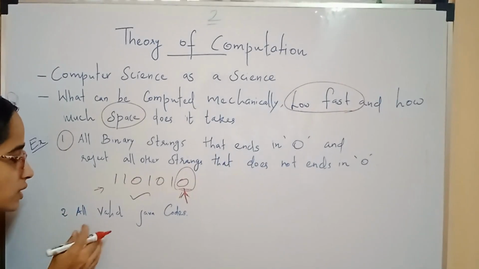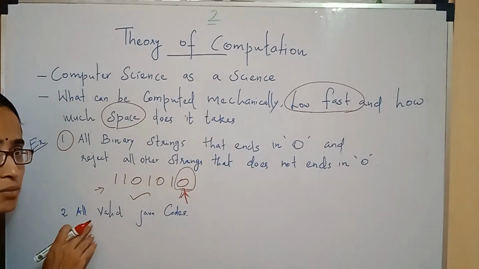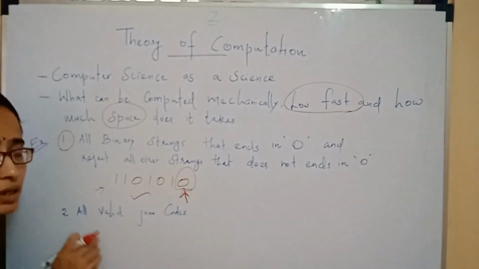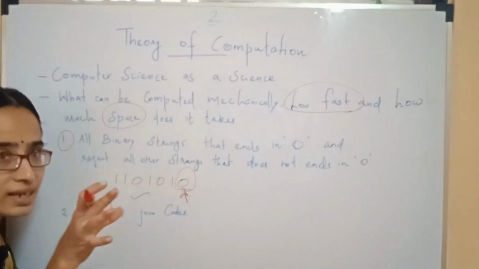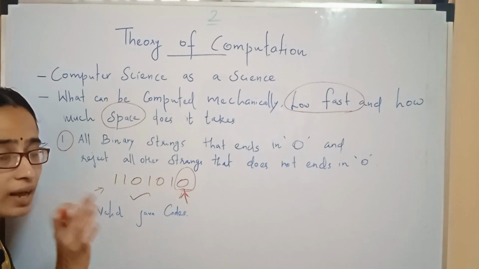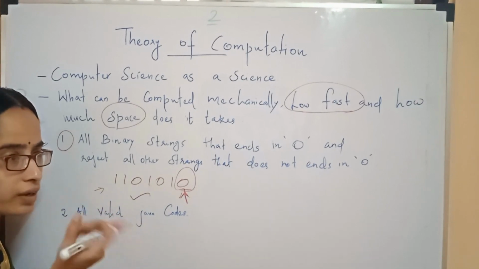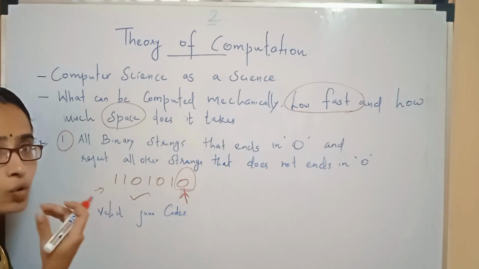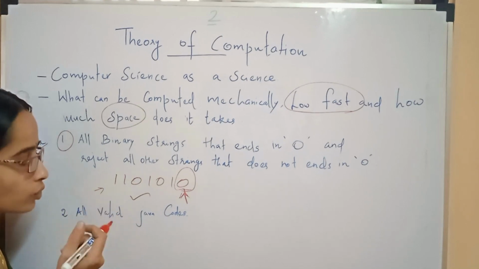Now the second problem, just see. You have to design a machine which will accept all valid Java codes. This is the problem statement. You are designing some machine, and that machine should accept all valid Java code. How will you verify, how will you confirm that the given input is Java code or not?